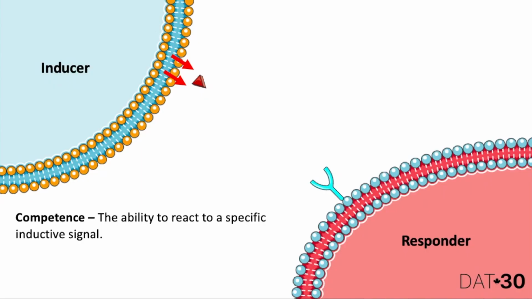It is important to note that not all tissues may respond to the inducing signal. The ability to react to a particular inductive signal is known as competence. A signal released by an inducer is useless if there is no means of reception, so an inducer must have a responder. Cells of the responding tissue must have a receptor, such as a transmembrane protein, in order to receive the inducing signal, as well as competence, which is the ability to respond to the signal.